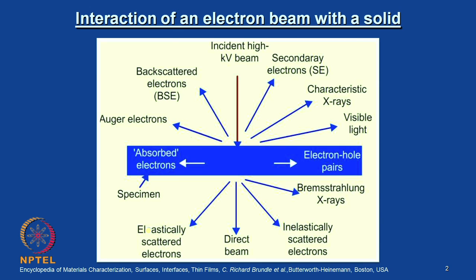I just want you to look at all these signals which are coming out of the specimen. These can be broadly categorized into two segments. One is forward scattering signals: the direct beam, inelastically scattered electrons, and elastically scattered electrons. These are all forward scattering signals, and then you have backward scattering signals. Out of these two categories, the scanning electron microscopy uses only the backward scattering signals. So, this is primary important information one should have before we get into the details. All the other signals are not used in scanning electron microscopy.